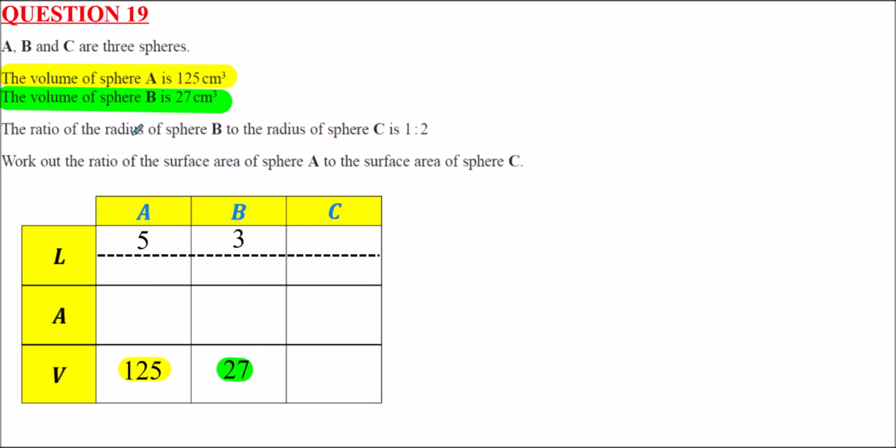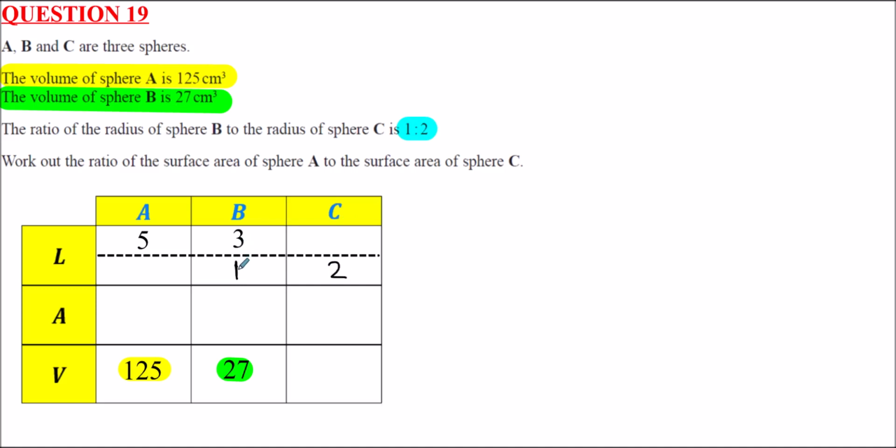But we're now told the linear ratio of sphere B to sphere C. Radius is a length, so this is a linear ratio. We're told the linear ratio of B to C is 1 to 2. So I could, if I wanted, write 1 here and 2 there. But that 1 doesn't match to the 3.